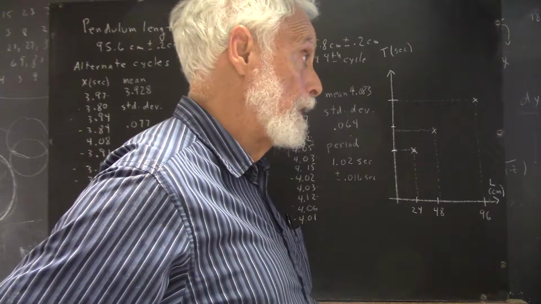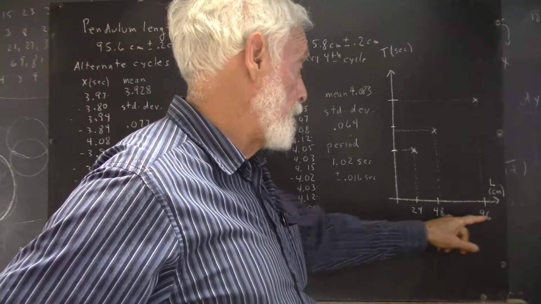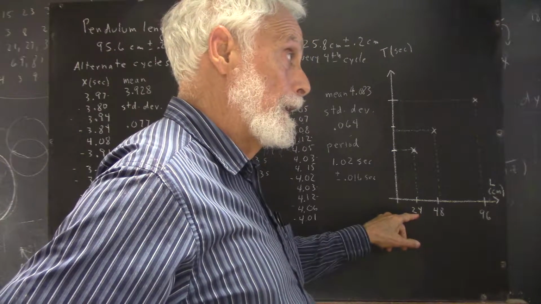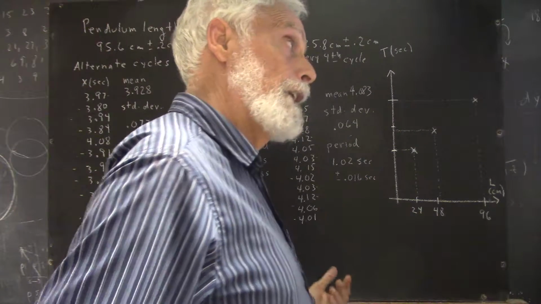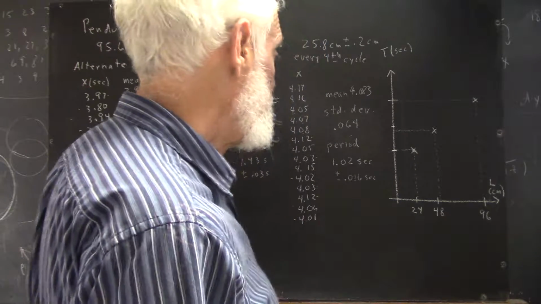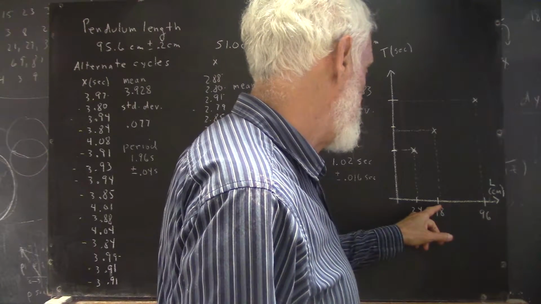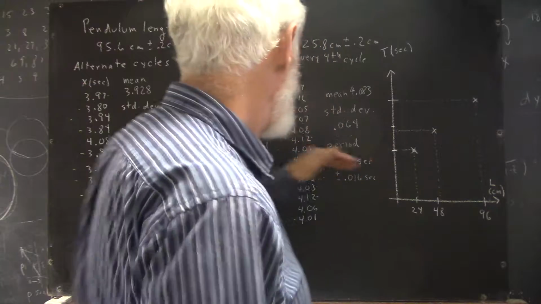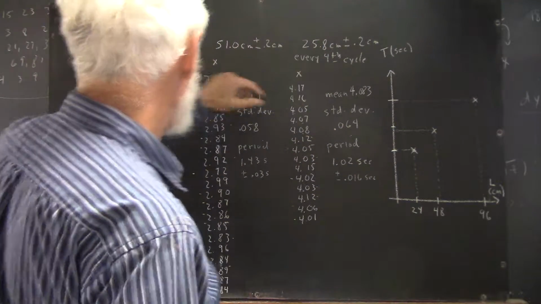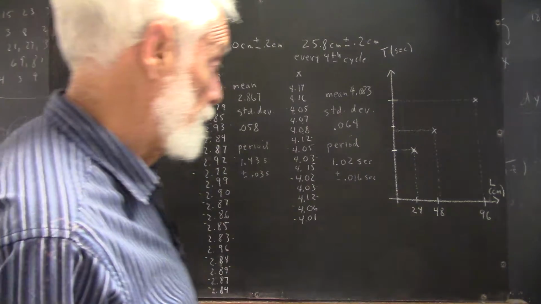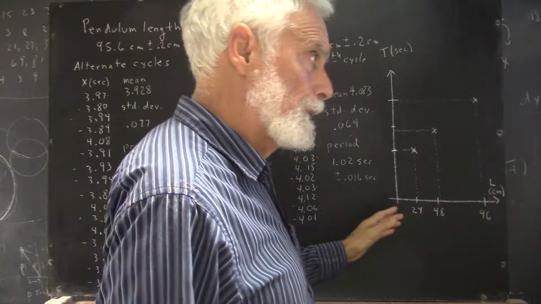96 is convenient because I can divide that in half, divide that in half, and then divide that in half, and divide that in half, and divide that in half before I ever get fractions. Now, I only had to divide this in half once, twice, to get the range of lengths that went from 25.8 centimeters up to 95.6 centimeters. So I've got a pretty good scale here.